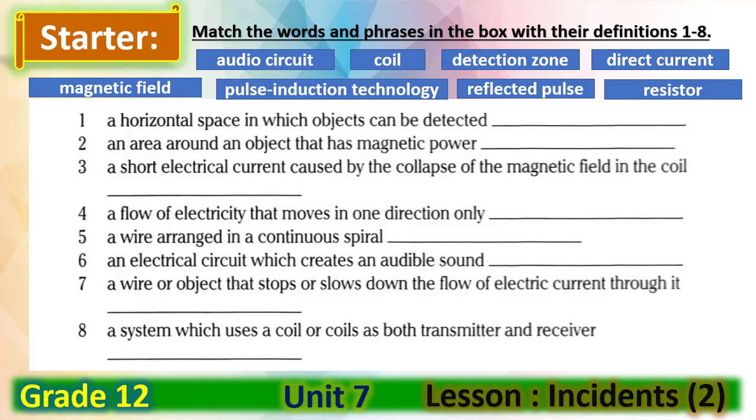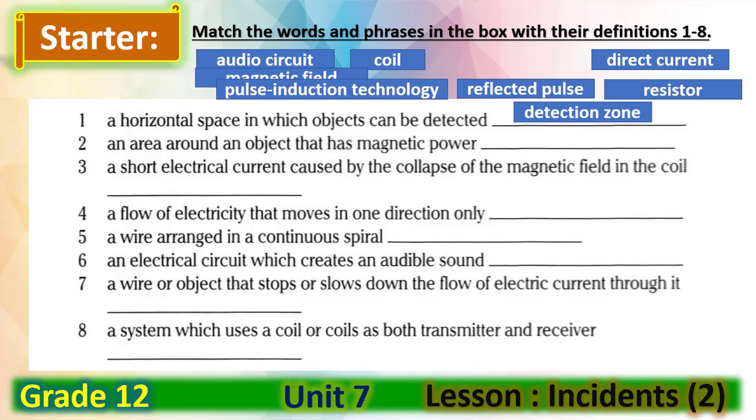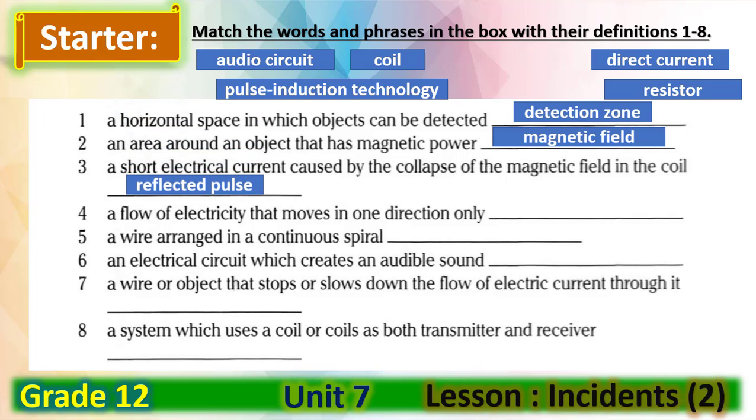Number 1. A horizontal space in which objects can be detected. What is the answer? Great, detection zone. Number 2, an area around an object that has magnetic power. It is the magnetic field. A short electric current caused by the collapse of the magnetic field in the coil. Reflected pulse. A flow of electricity that moves in one direction only. Direct current.